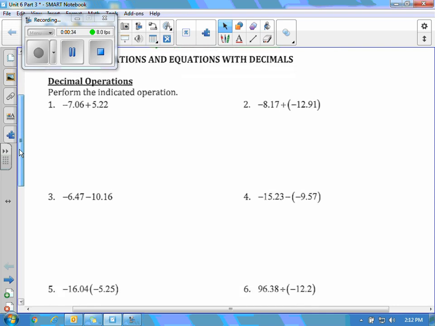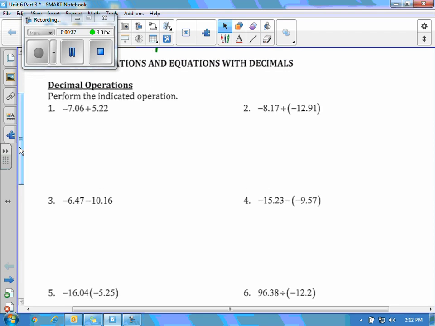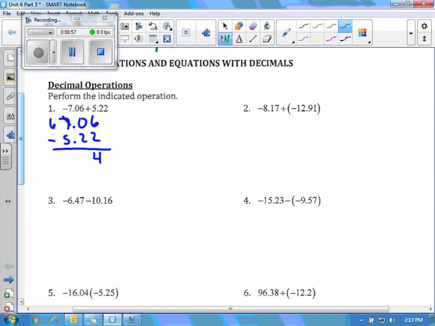So, if you look at number 1, you're doing negative 7.06 plus 5.22. So again, you've added decimals before. I don't know if you've done it with negatives. Here we have a negative and a positive, so we're going to do big minus little. So we're going to do 7.06 minus 5.22. Okay, so 6 minus 2 is 4. I need to borrow. So 10 minus 2 is 8. My decimal is there. 6 minus 5 is 1. So I have 1.84. Okay, we did big minus little. Take the sign of the bigger number, which is negative. So I get negative 1.84.